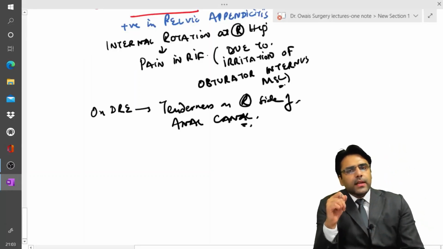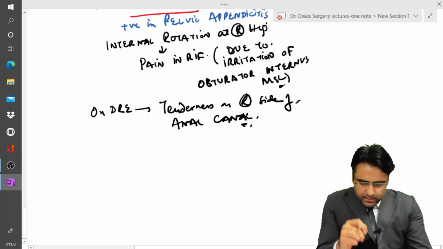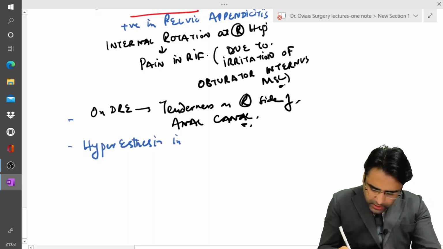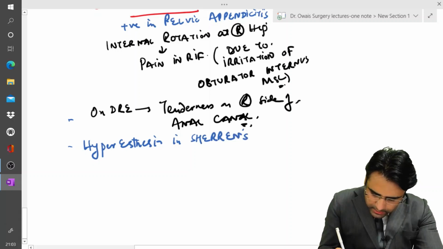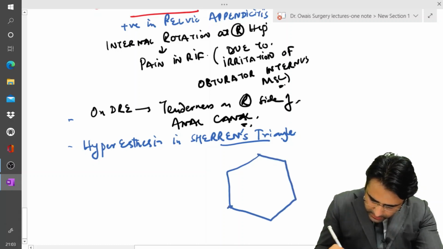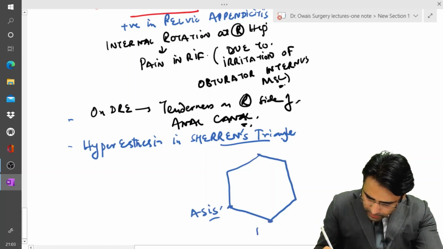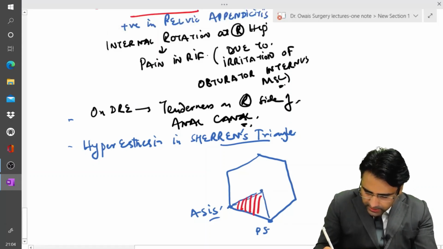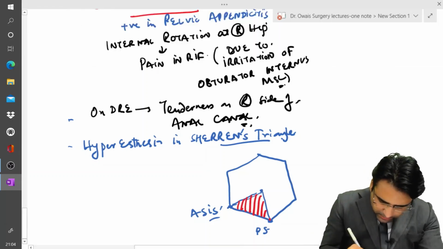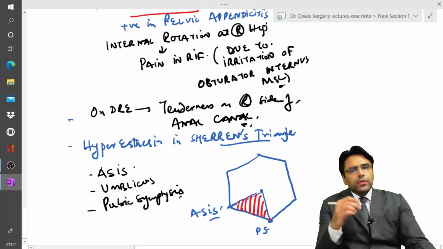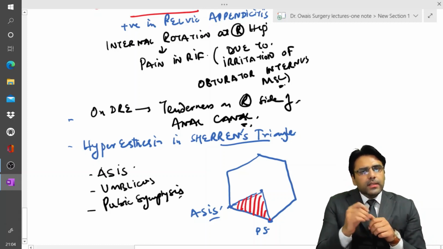Now next important sign is hyperesthesia in Sherren's triangle. Now have a look. This is the anterior superior iliac spine and this is the pubic symphysis. Sherren's triangle is formed by the anterior superior iliac spine, umbilicus and pubic symphysis. So in patients of acute appendicitis, they have hyperesthesia in Sherren's triangle.